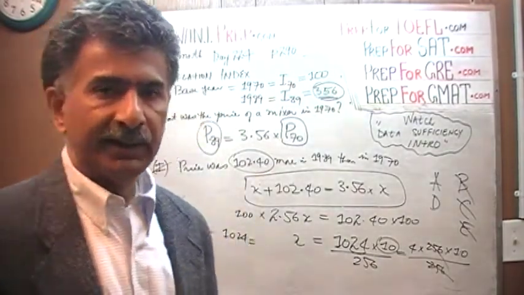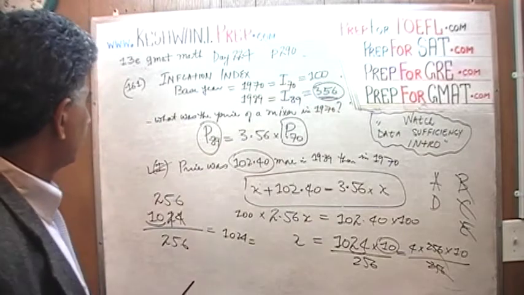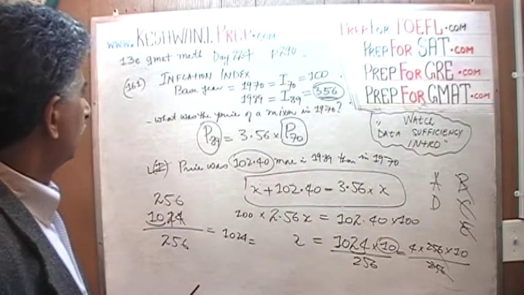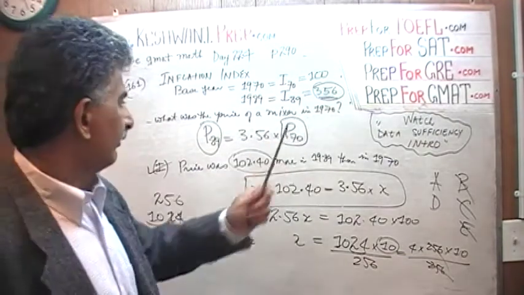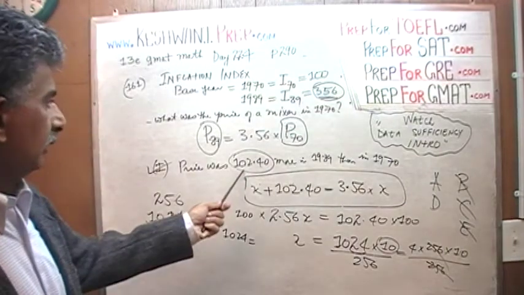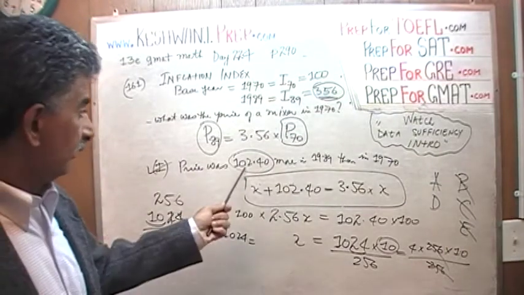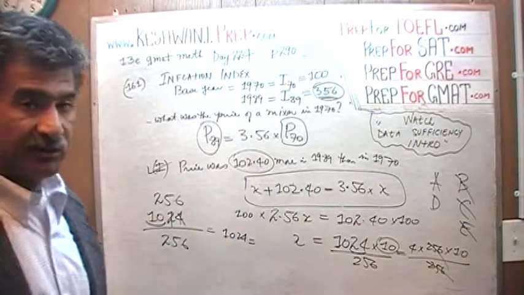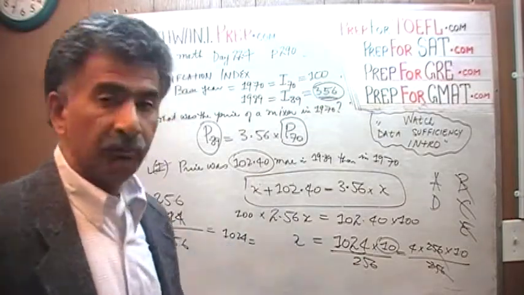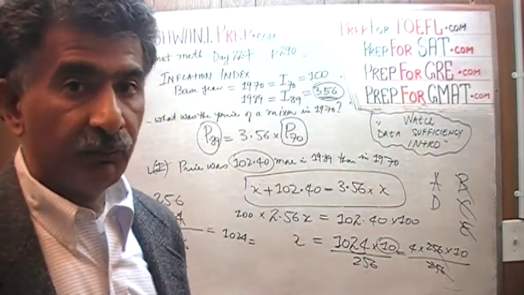The question was, what was the price of the mixture in 1970, given the fact that by 1989, the same mixture was selling for 3.5 times the amount. Oh, there you go. The same mixture was selling for $102.40 more. The mixture was originally selling for $40.